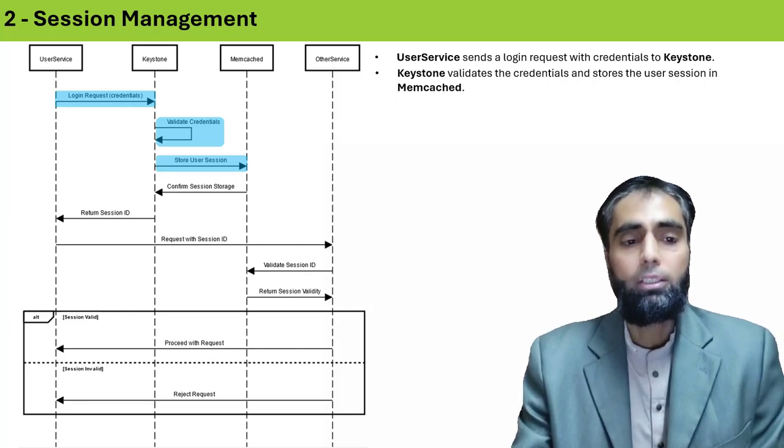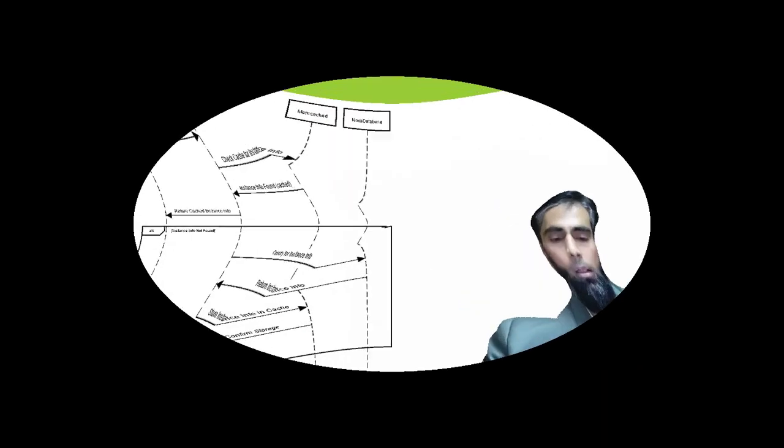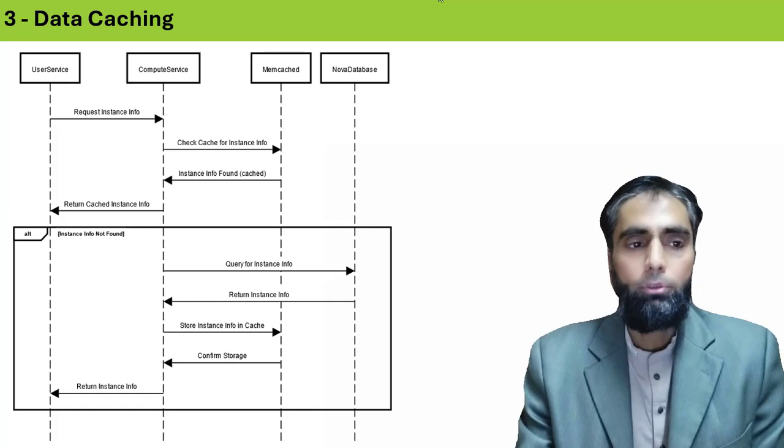Once the session ID is received, the user service or the user sends the request along with the session ID, which the other services like compute node or Cinder or any other Neutron services validate with the Memcached. Now from the data caching point of view, a similar process is followed.